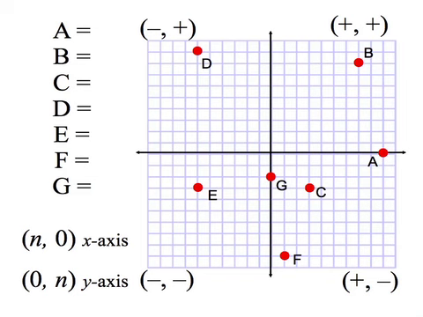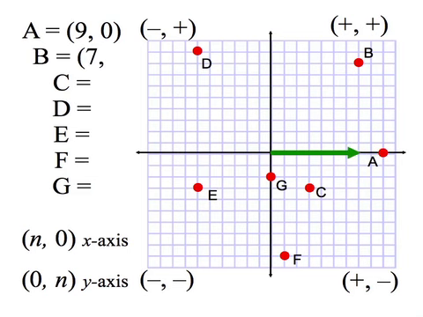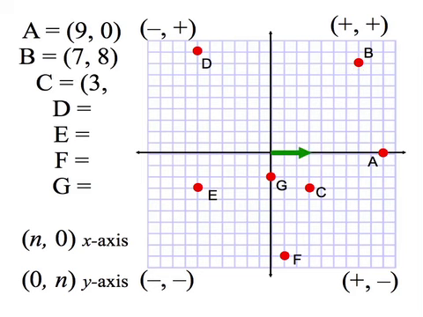Now we've scrambled our points, and we're going to look at points and then write the coordinates. So we'll start with point A, and that's 9 over and 0 up and down, so that's 9, 0. Point B looks to be 7 to the right, and if we count 8 up, 7, 8. Point C is 3 to the right, but it's down 3, so it's 3, negative 3.